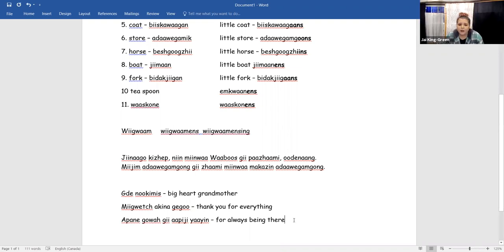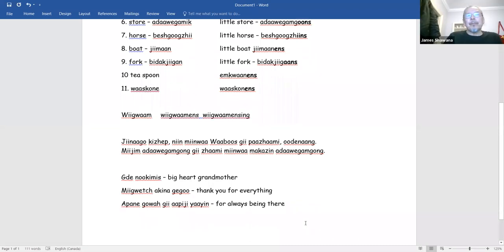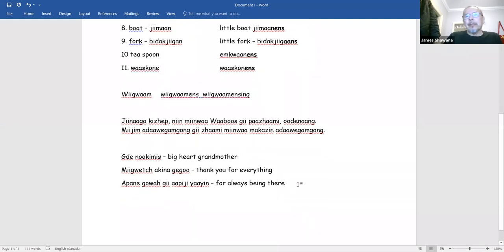So it's apane, not pane? Pane, apanegwa. Oh, you could say apane or pane. Oh, okay. Apanegwa gi apachayin. So this is the grandmother's sound. This is the grandmother's sound. This was made by the Plains Ojibwe singers many, many moons ago.